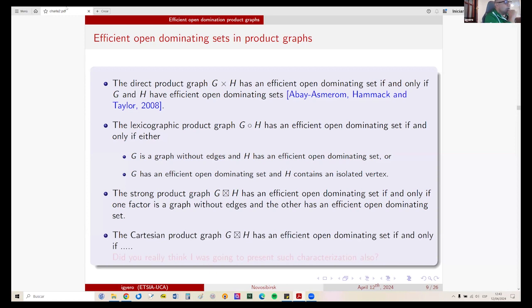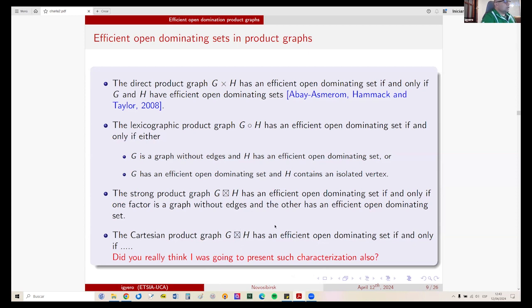Now, for the Cartesian product of two graphs, it has an efficient open dominating set if and only if, well, we don't know exactly. The main reason comes from many problems that we know in domination, that in the case of the Cartesian product are very hard. Well, indeed, I see a mistake here. This symbol should be the square, like in the case of the strong. I mean, the Cartesian product is with a square.